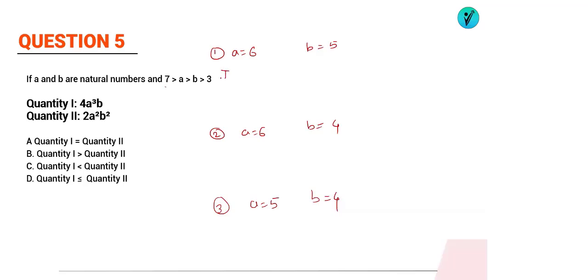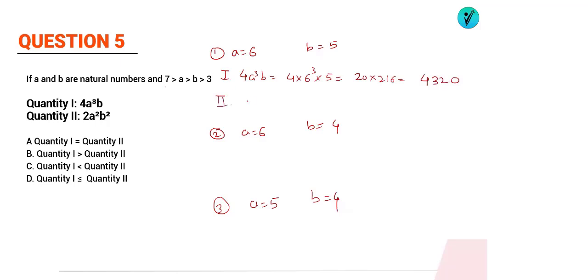In the first case, 4A cube B means 4 into 6 cube into 5. How much is it? 4 fives are 20, into 216. 0 as it is, 2 sixes double will be 432.